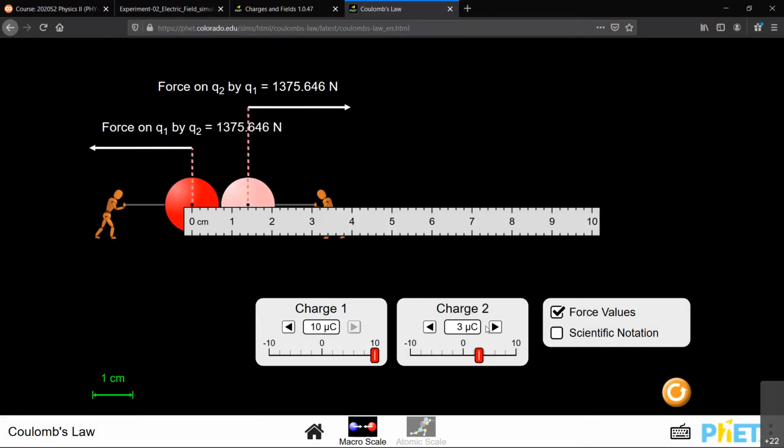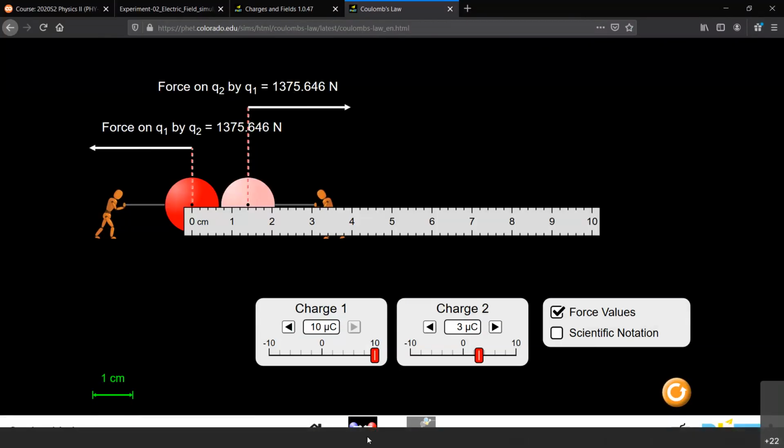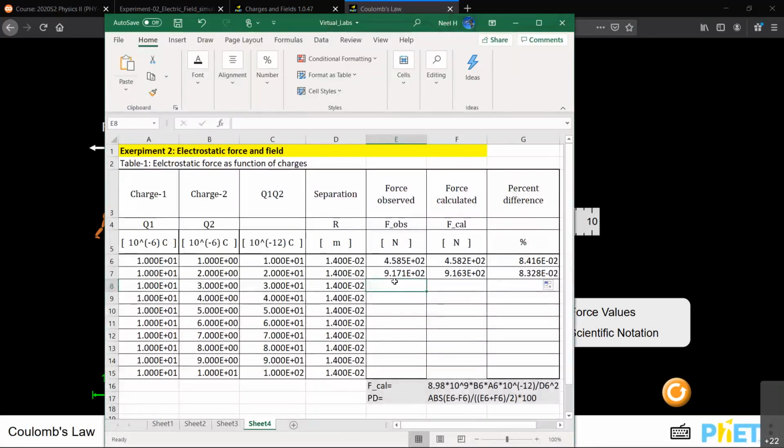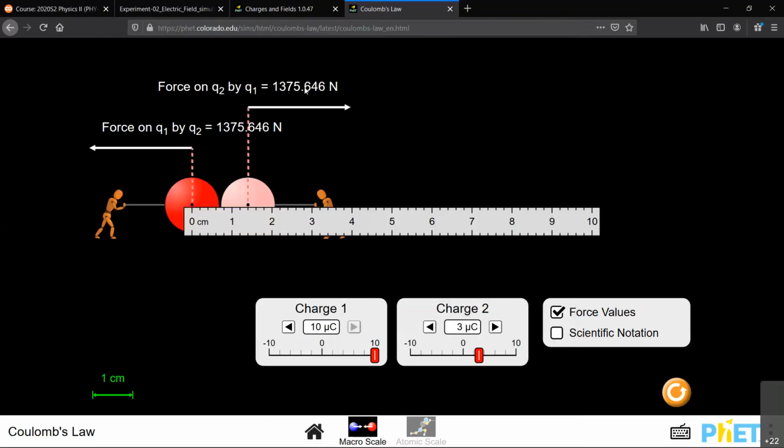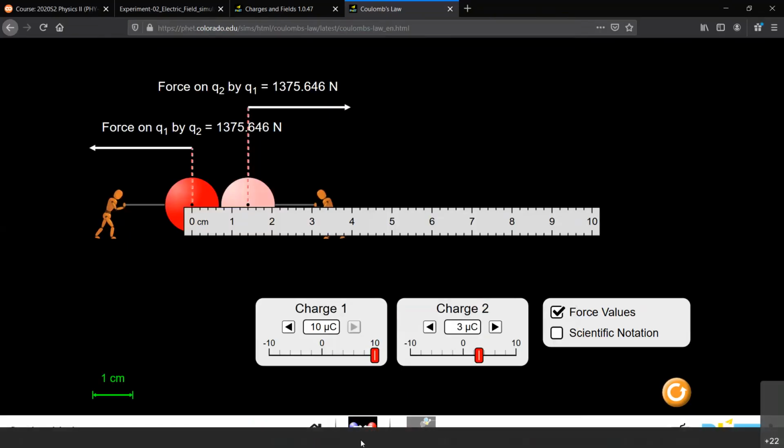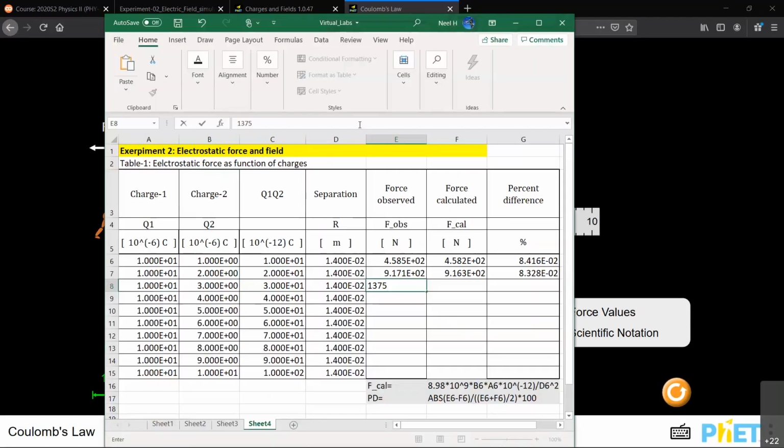Then increase the charge of object number 2 to 3 microcoulomb. Observe these numbers, 1375.64. Just plug that into the third row, 1375.64. And to calculate the force, click and drag, 1374.